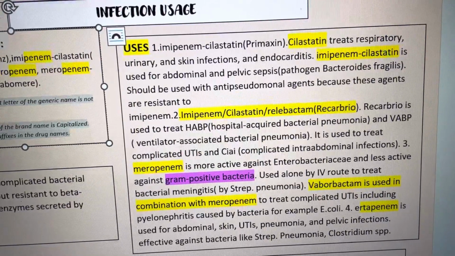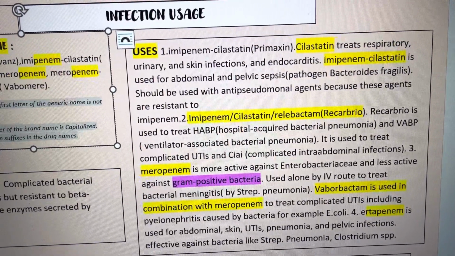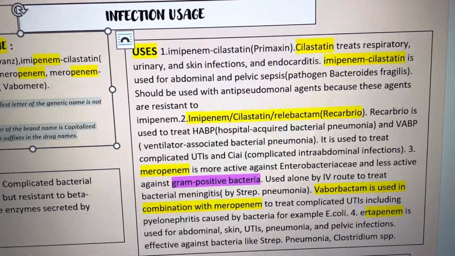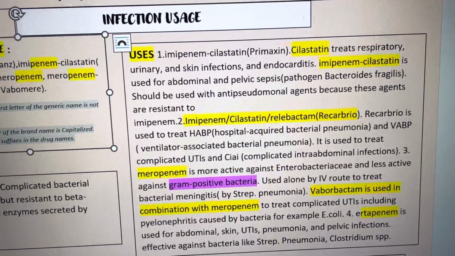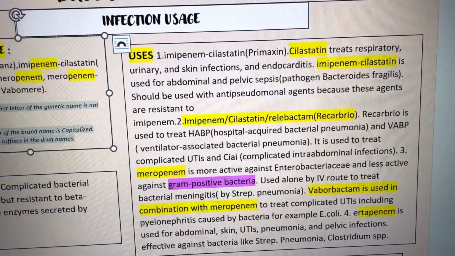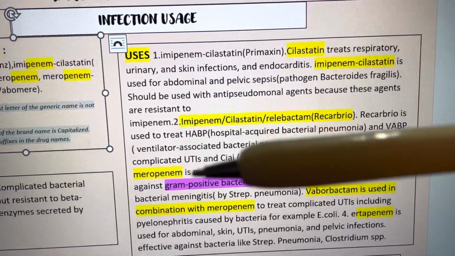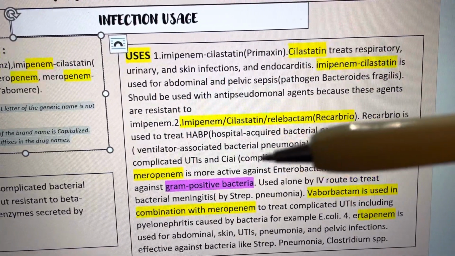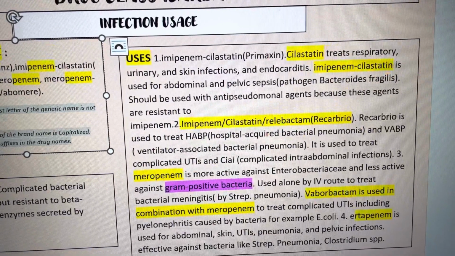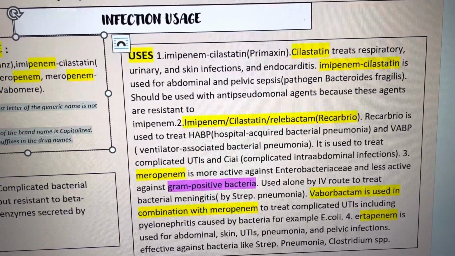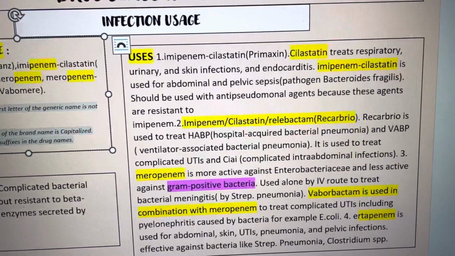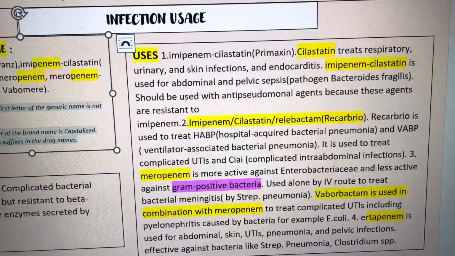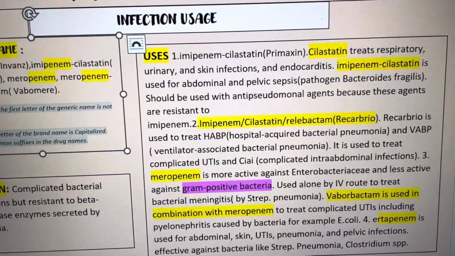And it is used to treat complicated UTIs. UTIs means urinary tract infections, and for cIAI, which is complicated intra-abdominal infections. So here we see we will always come across different kinds of abbreviations, and it's always a good idea to give a little bit of extra time to go over what the abbreviation means, because it can help us in the long run, because these words will keep repeating.